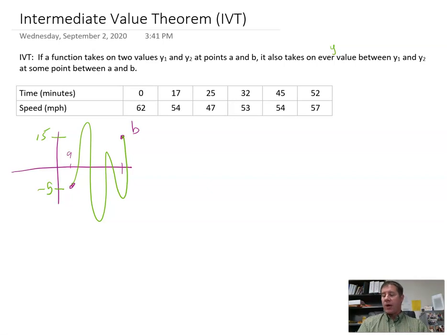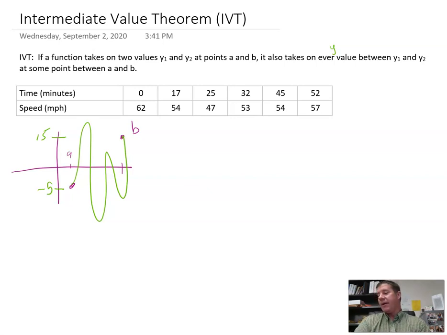All right, so real quick, here's how we're going to use this. I want to use the intermediate value theorem to show that for at least one moment on my trip, okay? This is a table of values that I recorded on my way to school this morning. Very mathy. At time 0 when I left my house, I was going 62 miles per hour. Very speedy. And then at 17 minutes, I was at 54. It took me a long time to get here, it looks like. 25 minutes in, I was at 47, and so on.